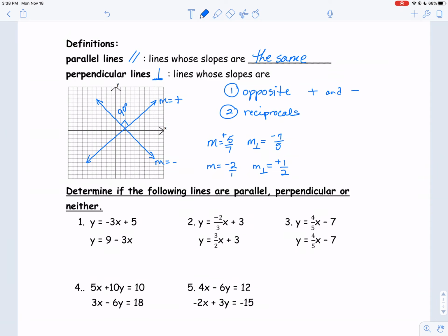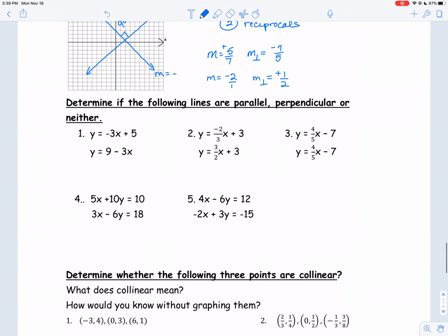So if I want to determine if the following lines are parallel, perpendicular, or neither, I really just need to look at their slopes. So look at the very first one. Let's see the slope of this one. It's -3, and the slope of the next line underneath it is -3. So we don't even have to graph those, right? We just say, oh, the slopes are the same, but look at the y-intercepts. The y-intercepts are different, so it's not the same line. So the slopes are the same, so they're going to be parallel lines.